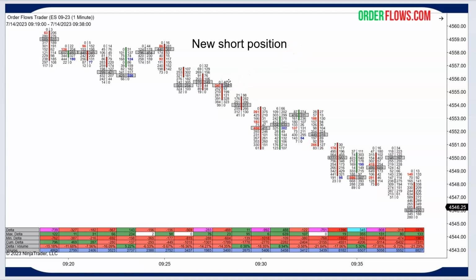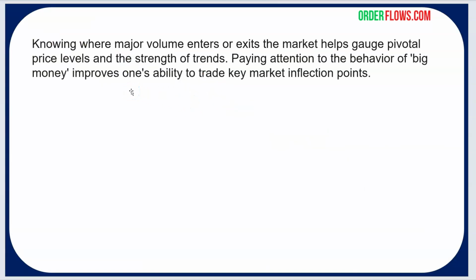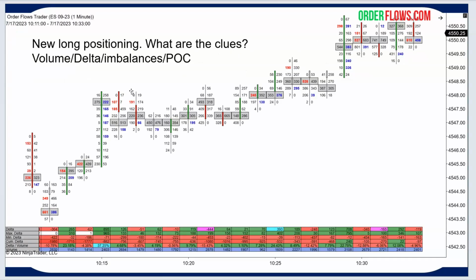But if they're getting into a new position, obviously there's going to be signs. You'll be looking for the delta to be trending down, right? You're going to be looking for the imbalances. And later on, we'll be talking about points of control, how some points of control matter more than others, okay? So just be aware of that. What you're looking for is getting into a new position. They've got to get in at the current price, and they often got to lead it down a little bit. So knowing where major volume enters or exits the market helps gauge pivotal price levels and the strength of trends. Paying attention to the behavior of big money improves your ability to trade key market inflection points.